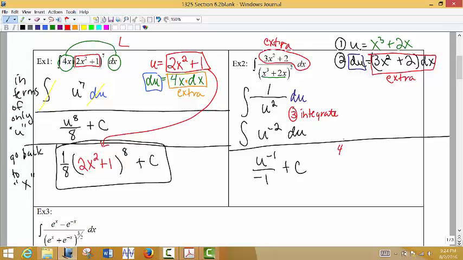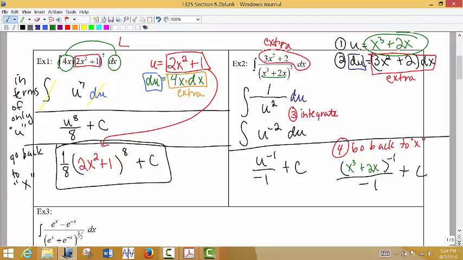And the last step is we want to go back to x. So the last thing I'm going to do is take the u, copy everything around it except for u, and then in place of u, go back to what it represents. It represents x cubed plus 2x. Alright, and this is our final answer.